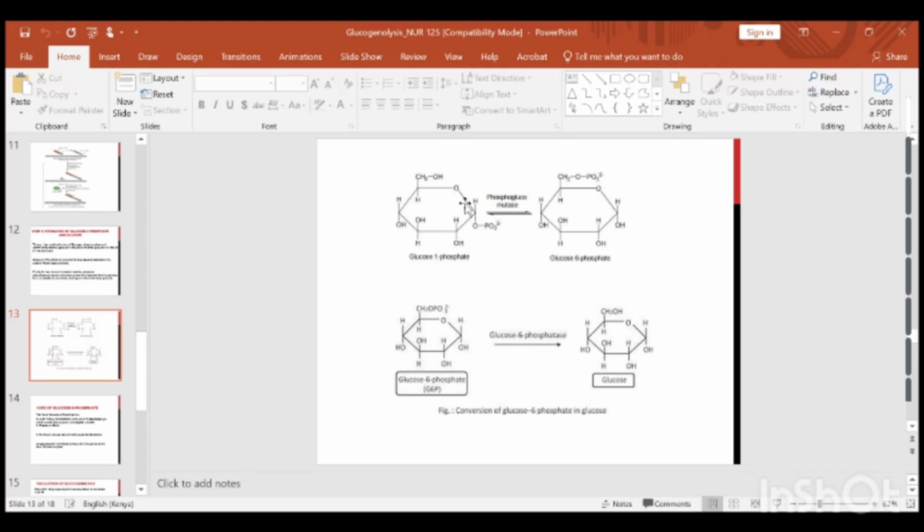So this is what is happening in the liver now. Glucose 1-phosphate, with the help of phosphoglucomutase, gives you glucose 6-phosphate. Then glucose 6-phosphate, with the action of glucose 6-phosphatase in the liver, and of course this enzyme is only found in the liver. Remember, in gluconeogenesis, this glucose 6-phosphatase is just found in the liver. That's why that process happens mainly in the liver, and of course the kidneys. So this can convert glucose 6-phosphate to glucose.